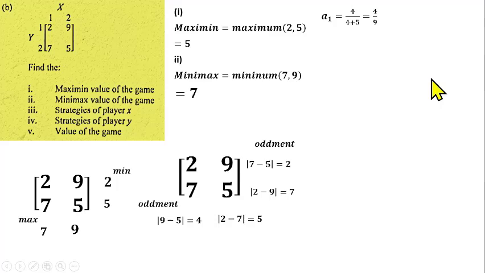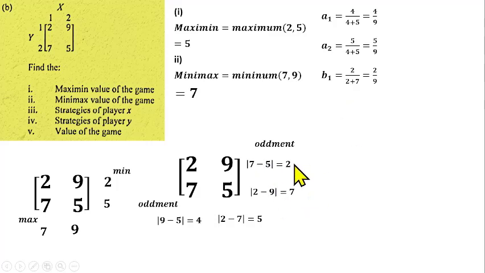Then for A2, which is the second strategy for x as well, that will give us 5 out of 4 plus 5, which is 5 over 9. Then for the strategy for player y, let's call that one B1.